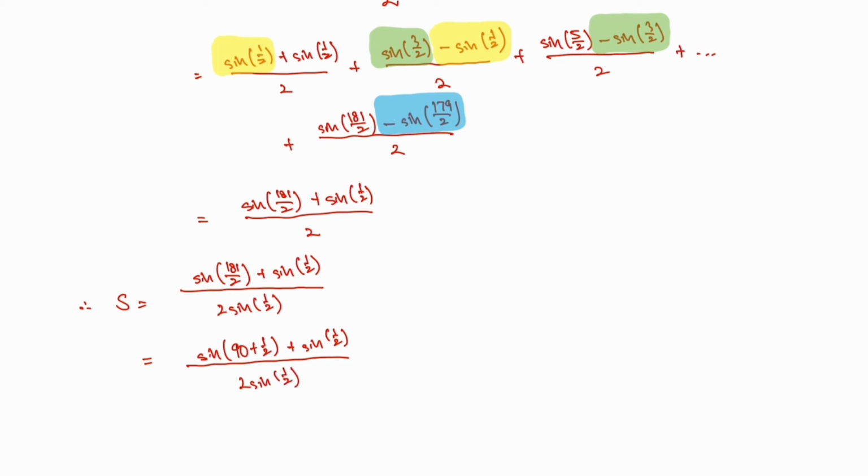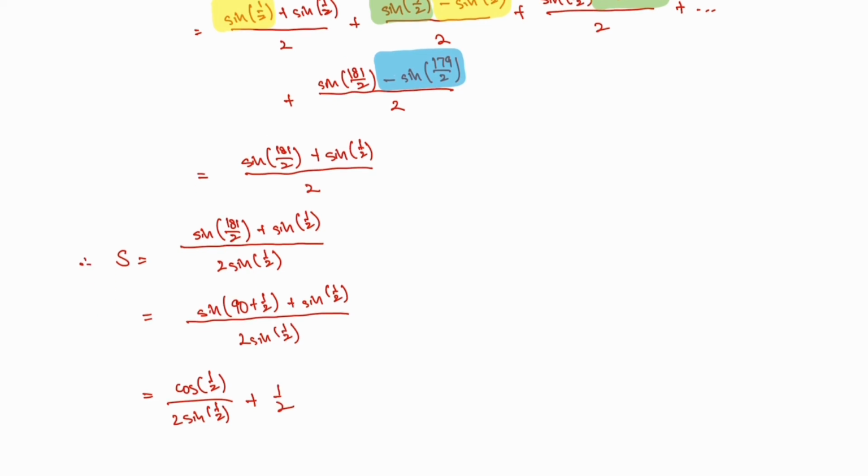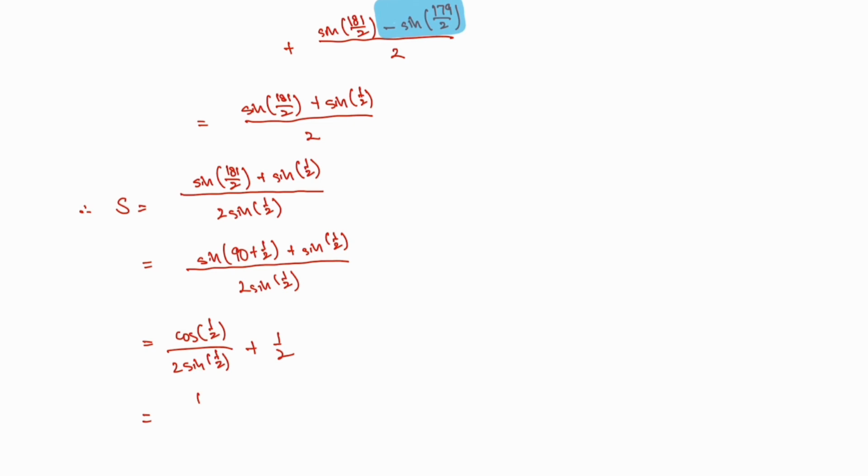I can write this as cos of a half plus sine of a half over 2 sine of a half, which is equal to 1 over 2 tan of a half plus a half. And that's what I get for part E.